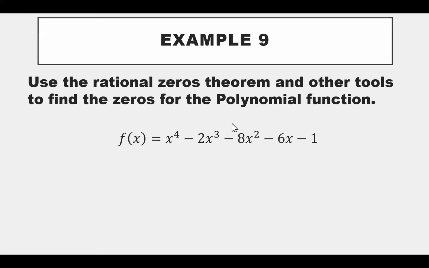Let's try another example. If you want to try this on your own, push pause on the video. This is a quadratic polynomial, and we want to find the zeros for this polynomial function. Start by using the rational zeros theorem, and then use any other tools that you want. Again, if you want to try this on your own, push pause on the video. I will do it in a couple of seconds.